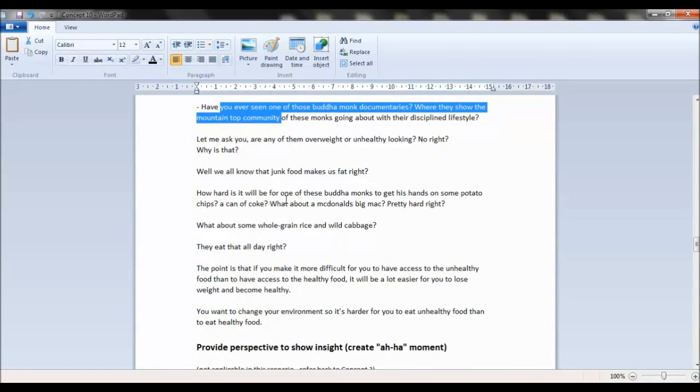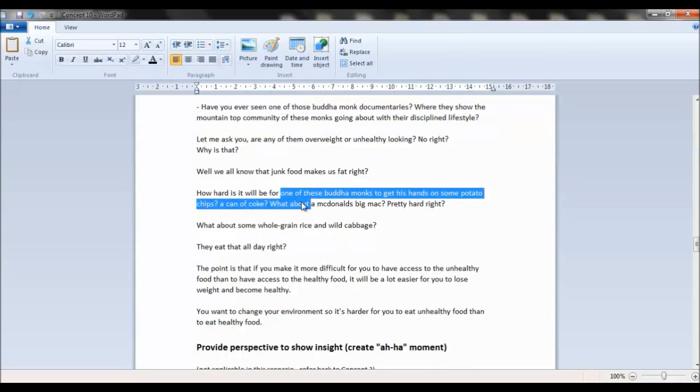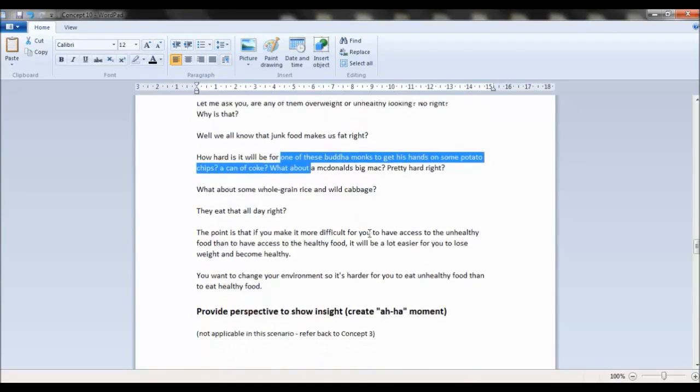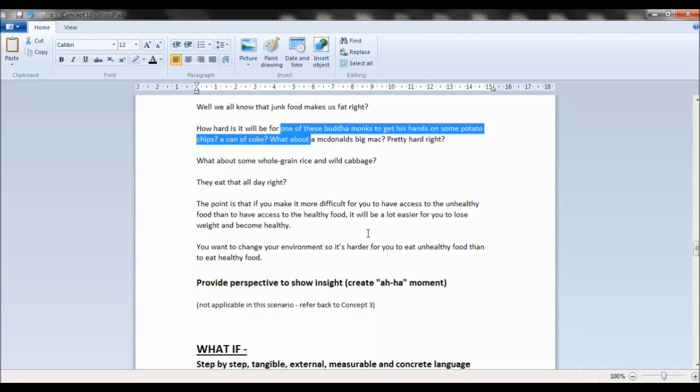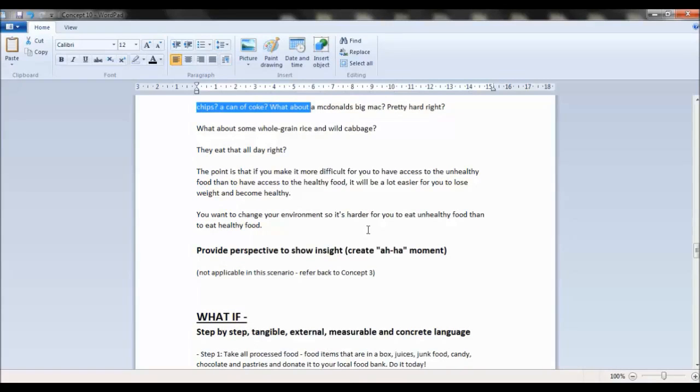How hard is it going to be for one of these Buddha monks to get his hands on some potato chips, a can of Coke? What about a McDonald's Big Mac? Pretty hard, right? What about some whole grain rice and wild cabbage? They eat that all day, right? The point here is that if you make it more difficult for you to have access to the unhealthy food than it is for you to have access to the healthy food, it will be a lot easier for you to lose weight and become healthy. You want to change your environment so it's harder for you to eat unhealthy food than it is for you to eat healthy food.